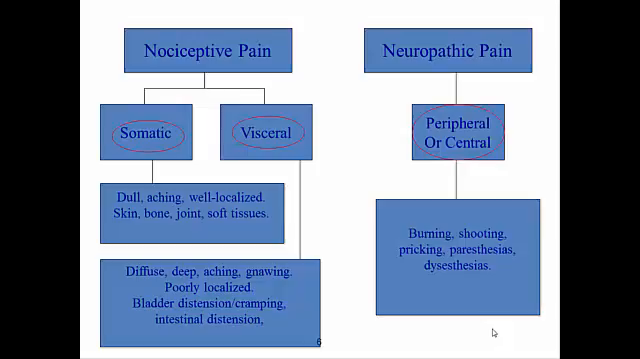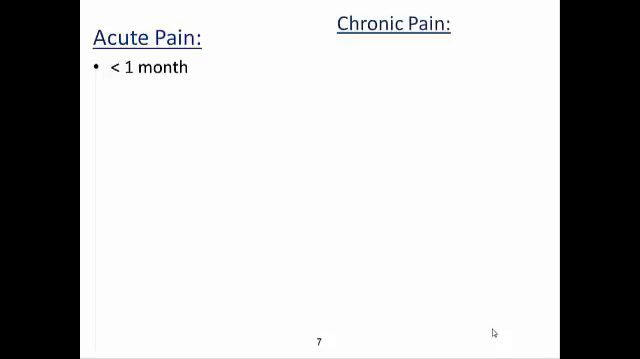So if we put it all together, we have nociceptive and neuropathic pain, and then underneath that we could further describe it as somatic, visceral, peripheral, or central. Another type of way to describe pain is whether it's acute pain, and usually that could be defined for a short period of time, about less than a month, or chronic pain, which is longer than that, and in some cases may be lifelong.